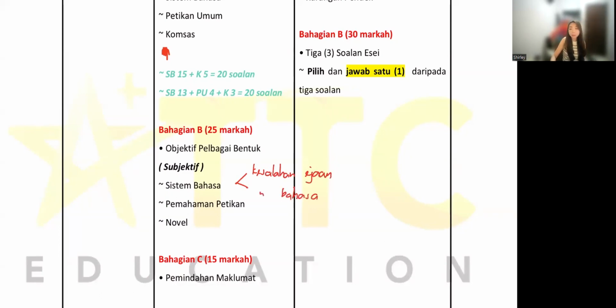Then come to the pemahaman pertikaian. Same thing, there is 1 question for the pemahaman. They will give you a passage. And every time when you do pemahaman pertikaian, please make sure you go through the question first, not read through the passage first, because you will need to go through the question to understand the requirements of each question. Then only you go back and read the pertikaian.